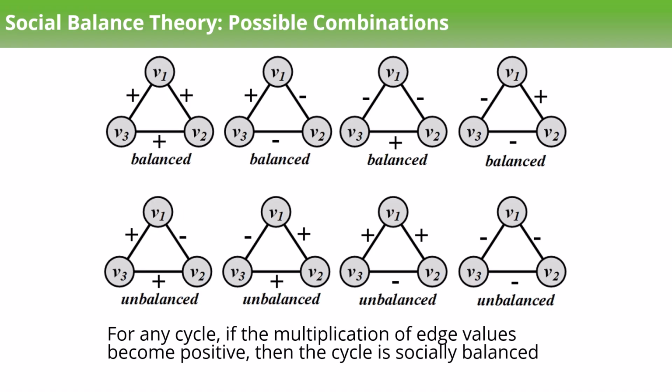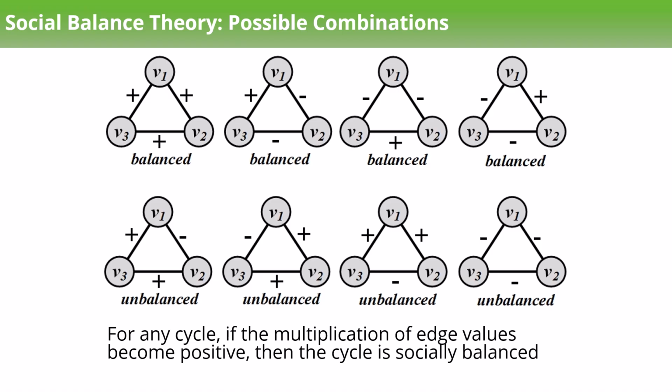So in social balance theory, there are possible combinations. The important statement is: for any cycle, if the multiplication of edge values is positive, the cycle is socially balanced. For example, friend equals plus 1, enemy equals minus 1. Then we multiply the signs around a cycle. If the result is positive, the cycle is balanced. If the result is negative, the cycle is unbalanced.